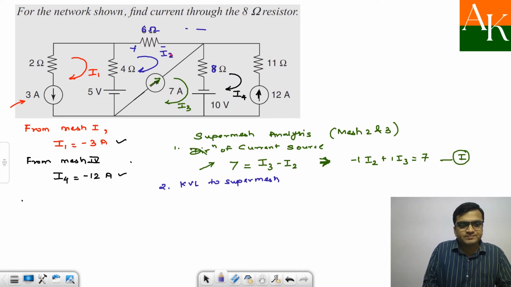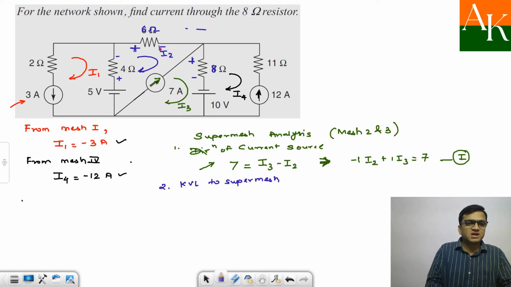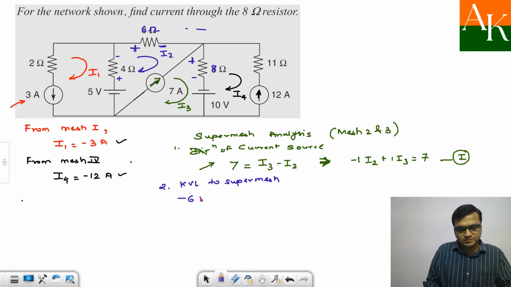So plus minus, here 10 volt is already marked, so here plus minus. You have to assign the sign for the voltages developed across the resistances. So I am starting at this point, KVL to the super mesh. Minus 6 I2, go ahead. Minus 8 times, in bracket it will be I3 minus I4.